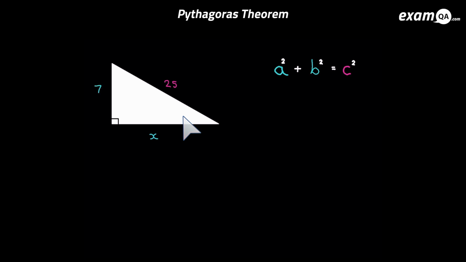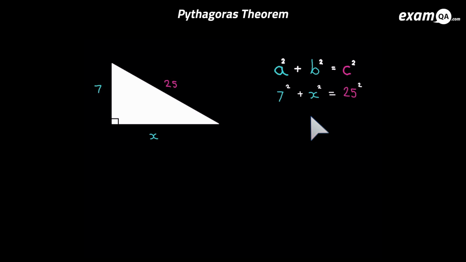Okay, so let's start by labeling. The 7 and x are a and b, and it could be either way around. However, the longer side, the side opposite the right angle, must be c, and that's that 25. Okay, so let's go and fill in the formula. Now, this question's a little bit trickier, because x squared is not on its own on one side. So you must pay attention to what we're going to do next. It's really important. And if you watched the video on solving equations, you shouldn't really have a problem.